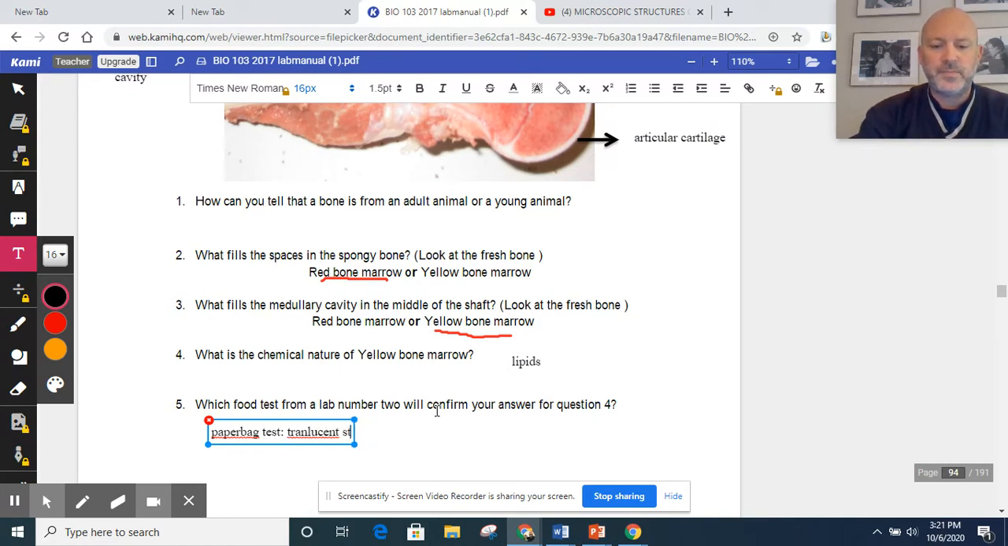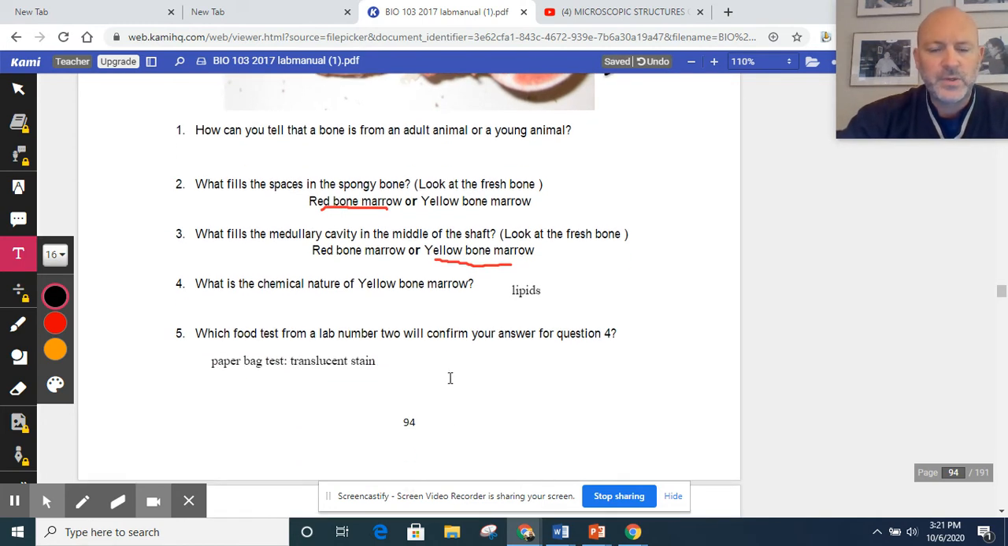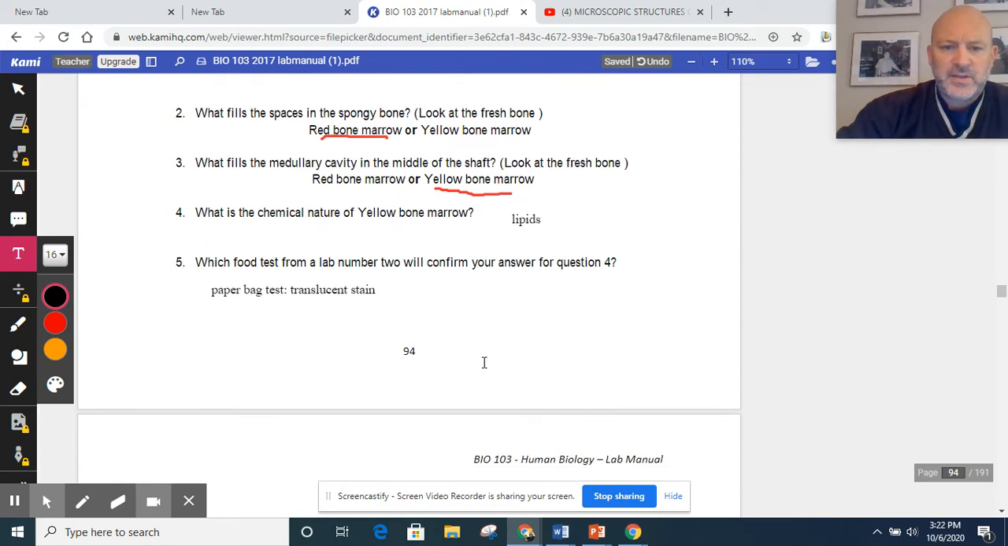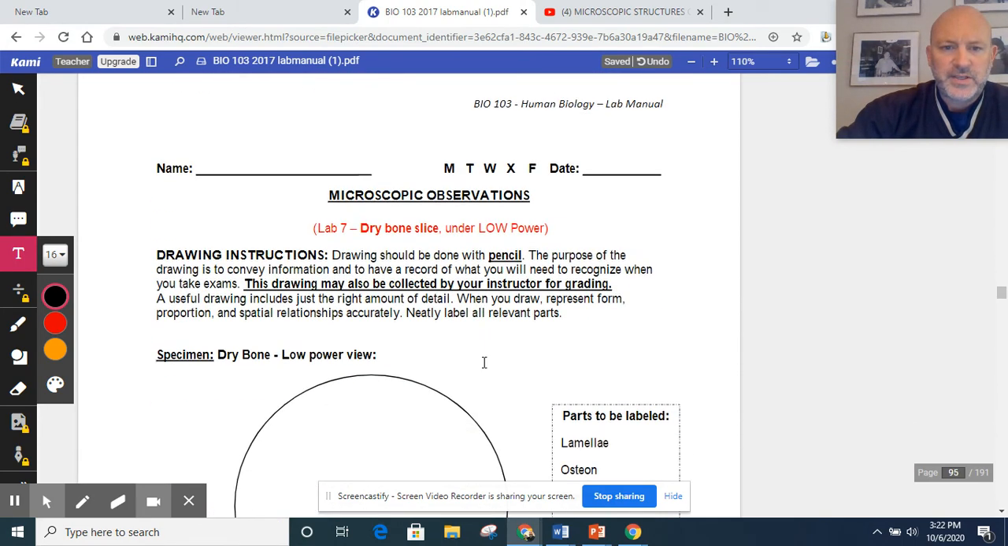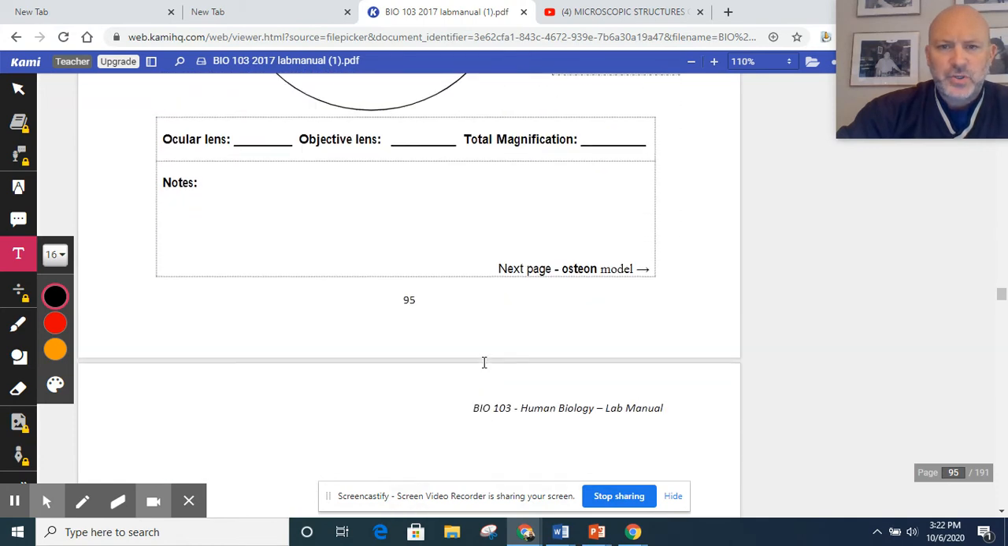That involves the translucent stain. Paper bag test. A translucent stain is not a transparent stain. Like glass is transparent, right? A translucent stain would be a stain that, once you hold it up to the light, allows the light to pass through, right? So if that happens, then that's an indicator that there's lipids in that test.